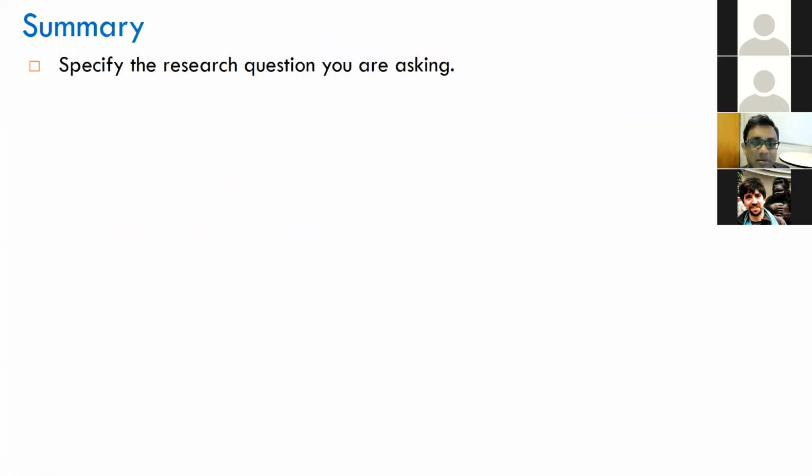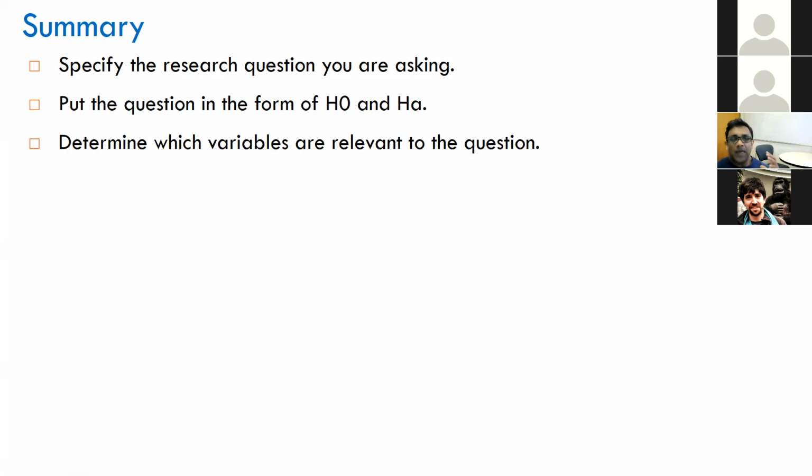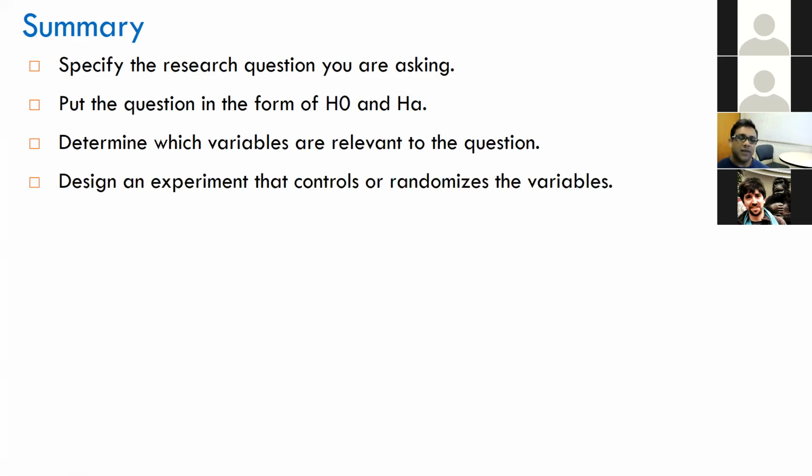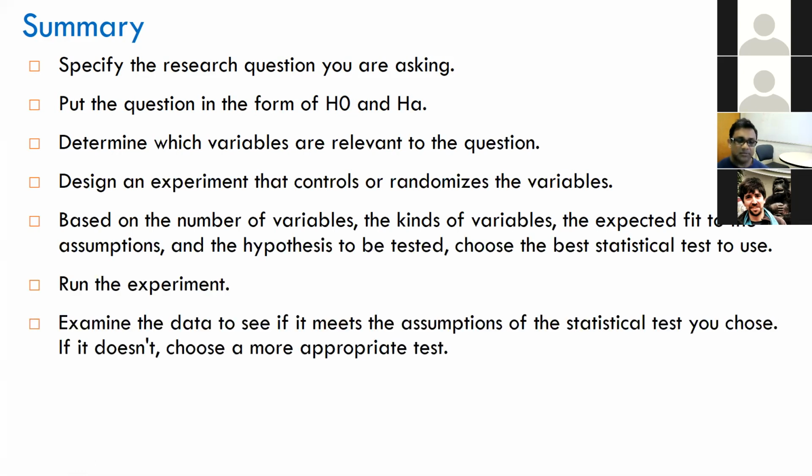All right, the summary. Specify your research question that you are asking, and try to understand what's your H0 and HA, the null hypothesis and alternative hypothesis, and then also the type of variables and the relevant other questions, and then design your experiment with the control, randomization, everything that was explained, and then collect your data, run your experiment.